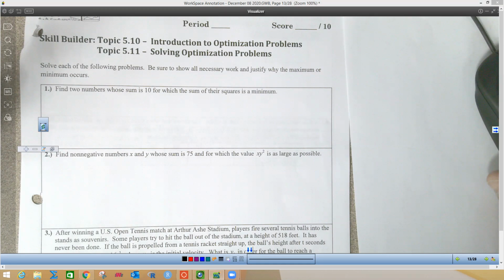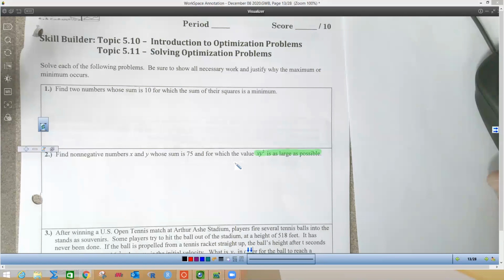So this says find non-negative numbers for x and y whose sum is 75, for which the value of x y squared is the largest possible. So what we have here is going to be a primary equation and a secondary equation. And what tells you which is the primary is what we are doing. Now, do you see this says that we want, let me get a highlighter, we want this to be as large as possible. So that is my primary right there.